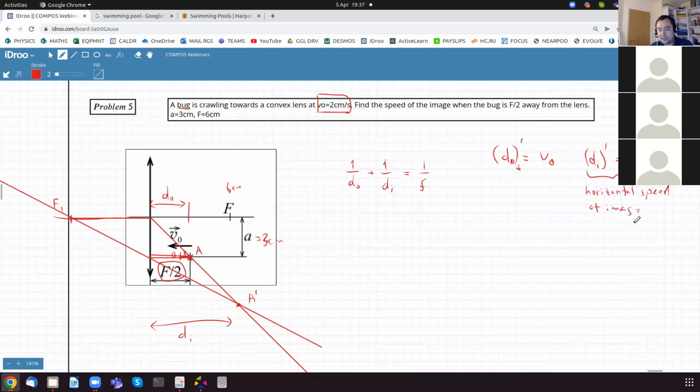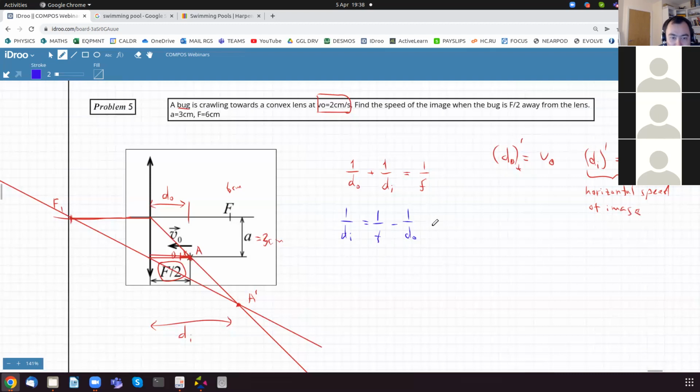Because this is the change of the image distance, that's only the horizontal speed. And I presume it's going to be moving vertically as well, but we'll show that in a bit. But let's focus on differentiating first. So I'm going to rewrite this. I need to find di from this equation. So 1 over di is equal to 1 over f minus 1 over d naught.